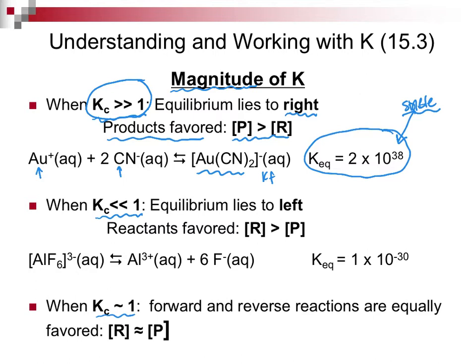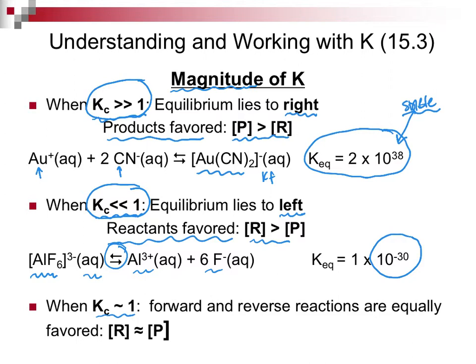It's primarily products. If, on the other hand, I have a K that is much, much less than 1, we can say equilibrium lies to the left, we can say reactants are favored, and we can say the concentration of reactants is greater than products. Let's look at the example given here. It's an aluminum fluoride complex in an aqueous solution, and because it is an equilibrium, it could break down to make the cation and the anions. But when I look at the equilibrium constant, it's on the order of 10 to the minus 30. That says that I am primarily going to have the complex.